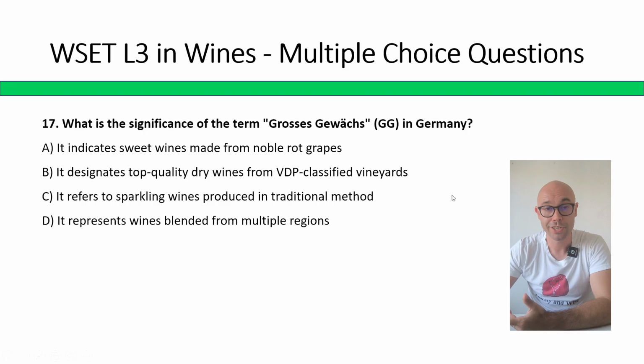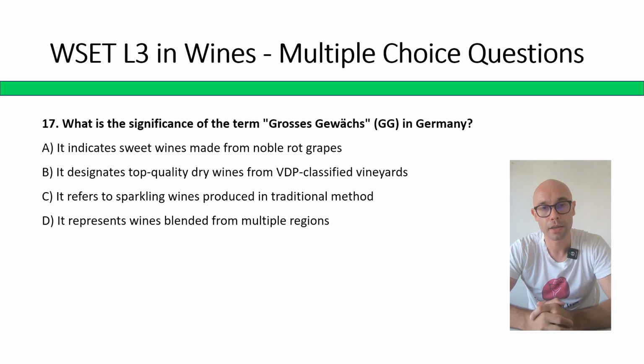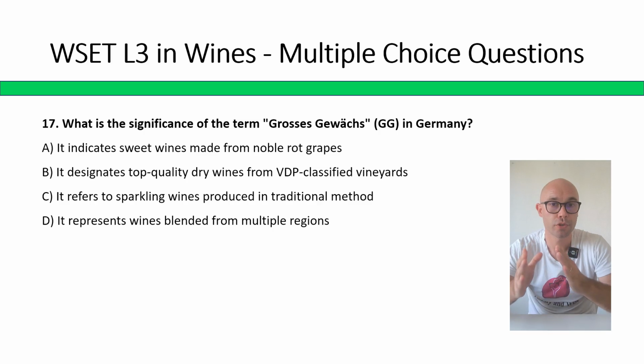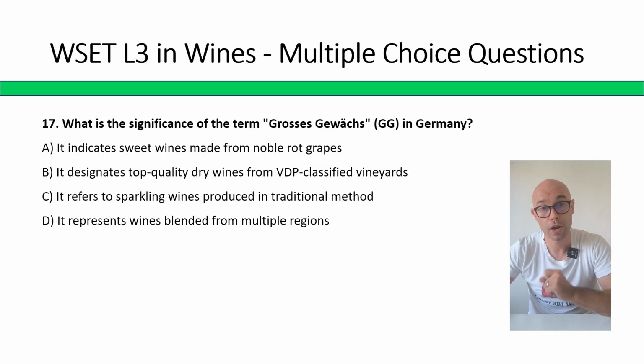Grosse Gewächs or GG is basically a designation of the best vineyards in Germany, something close to Grand Cru in Burgundy, and the producers are focusing on highest quality vineyards, top quality grapes produced specifically for dry wine production.